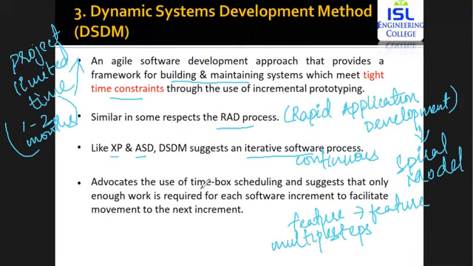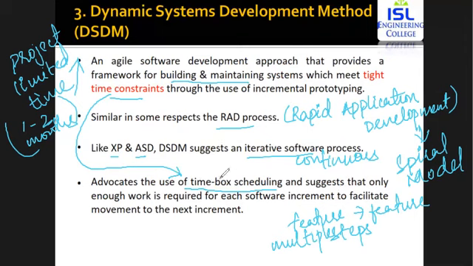Now, DSDM makes use of time box scheduling. Time box scheduling means these tight time constraints are called your time box, that you need to deliver the software within the limited time frame. So this is going to make use of time box scheduling. That is, you need to complete the entire project within the specified time that was given by the end user.